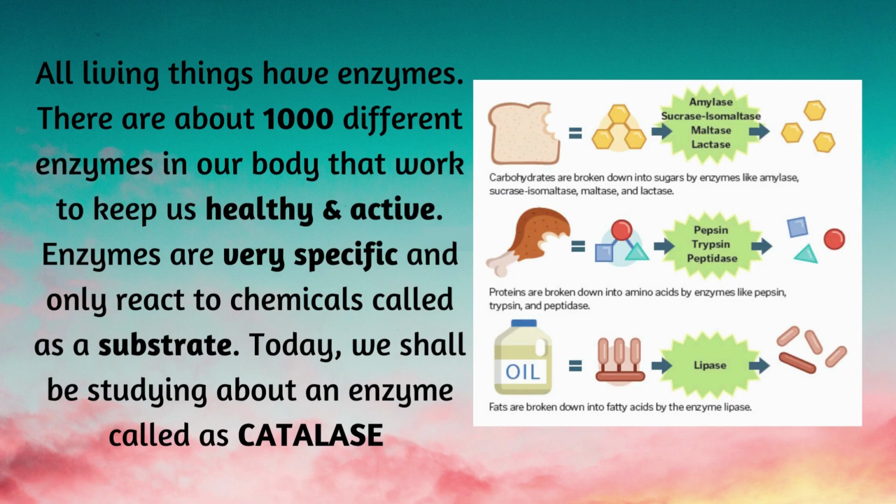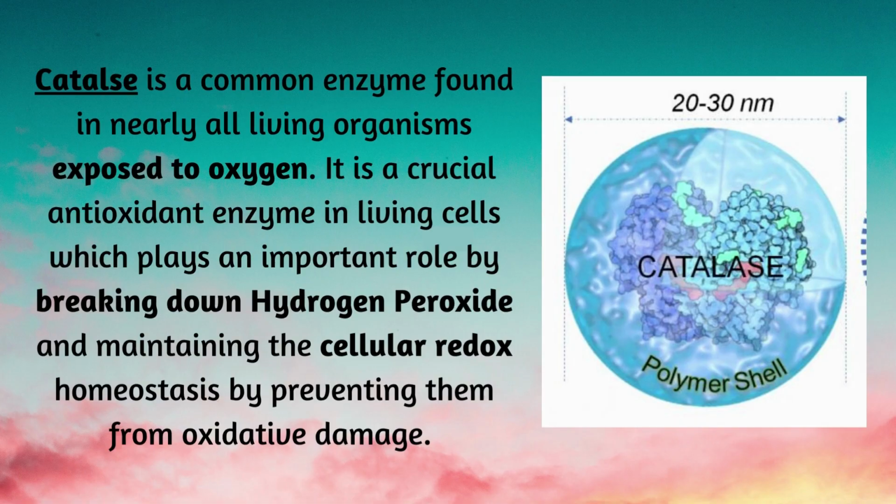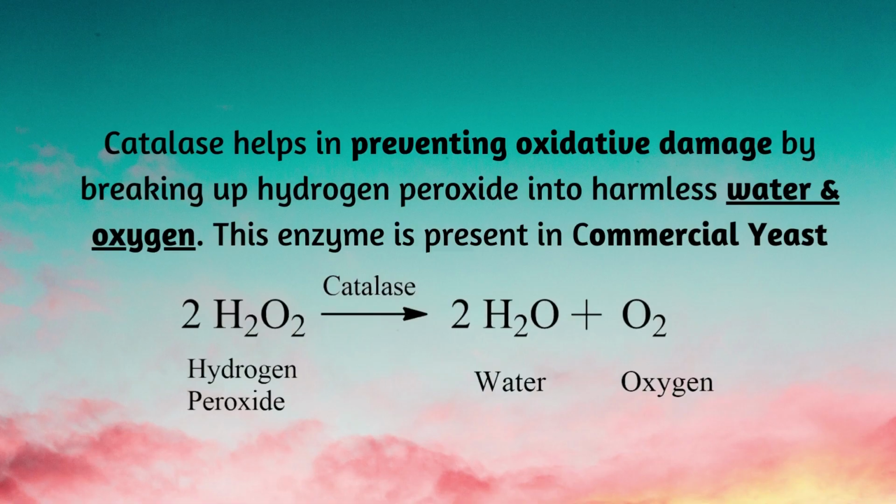Enzymes are very specific and only react with chemicals called a substrate. Today we shall be studying an enzyme called catalase. Catalase is a common enzyme found in nearly all living organisms exposed to oxygen. It is a crucial antioxidant enzyme in living cells which plays an important role by breaking down hydrogen peroxide and maintaining the cellular redox homeostasis by protecting them from oxidative damage. Catalase helps in preventing the damage by breaking up hydrogen peroxide into harmless water and oxygen.